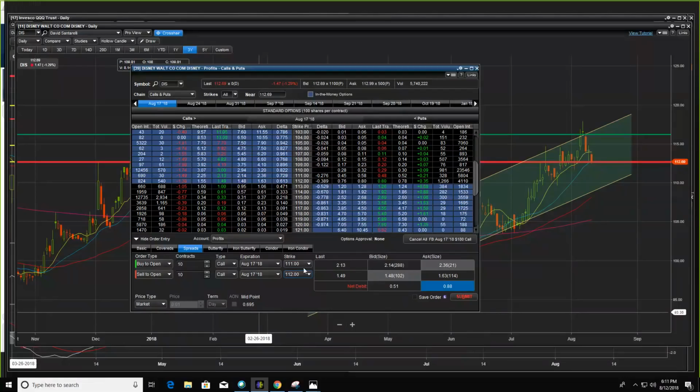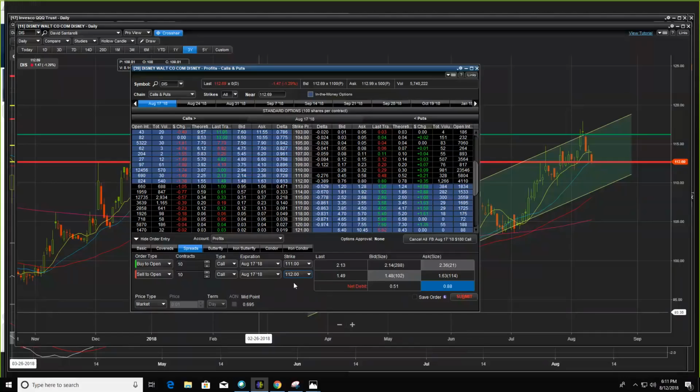So let's say we bought the 111-112 strike call spread on Disney for this Friday. All we need is Disney above 112 a share by Friday, and we're going to make a 42% return. Okay, so we're paying 70 cents, which is $70 for one single contract, and that $70 is going to be worth $100 on Friday as long as Disney's above 112 a share.